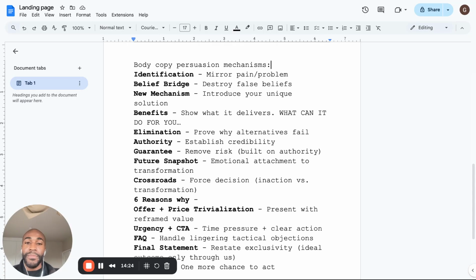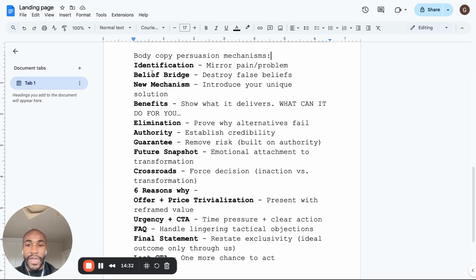But for example, this would be the below the fold. So after people see the above the fold and then they scroll down, as you can see here, you start with the identification. So you mirror their pain, talk about their problems, and future pace them, like, hey, we know the type of person you're aspiring to be, and you can get this through going with us or using our product or service or our solution.